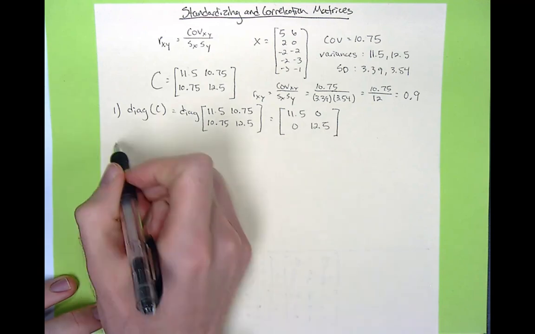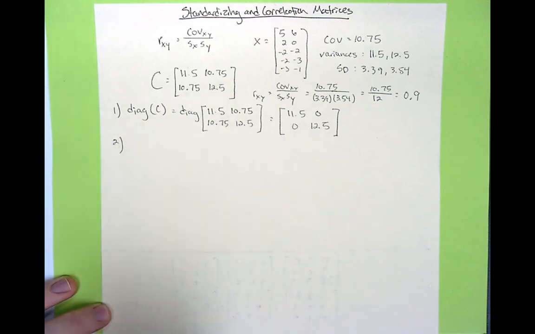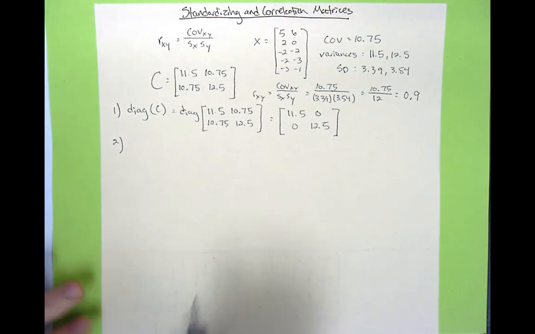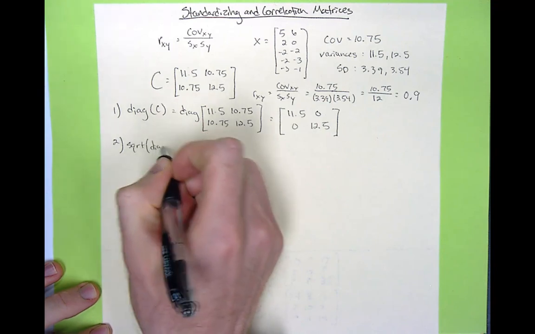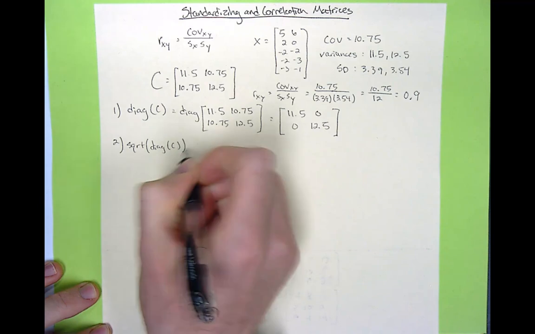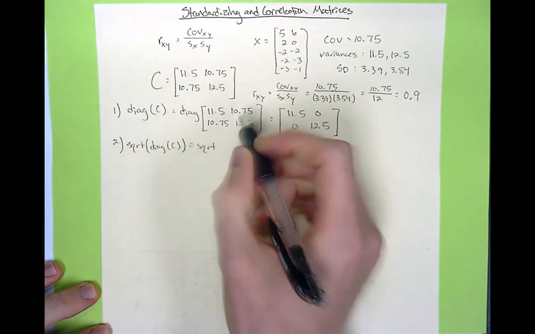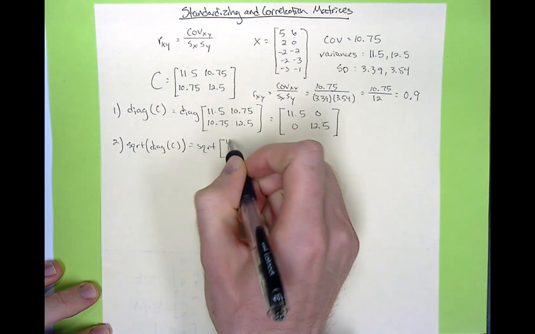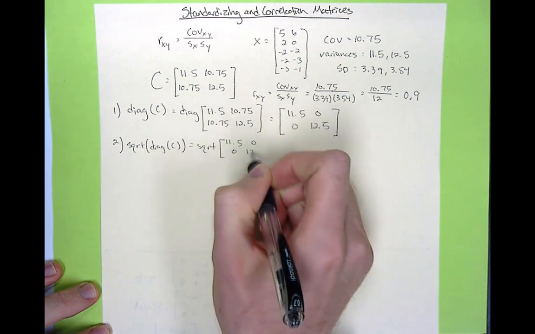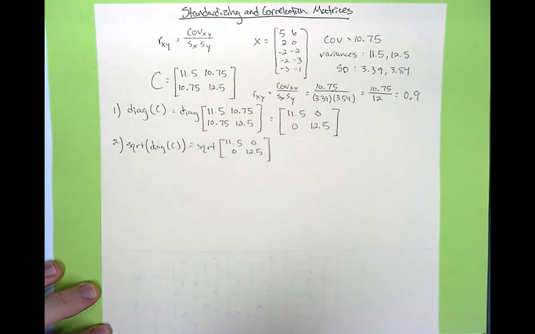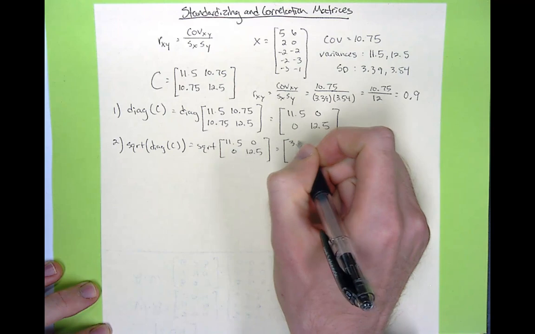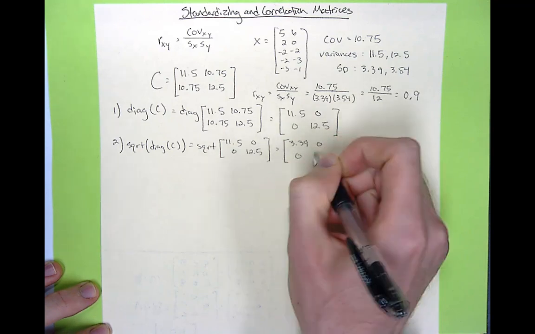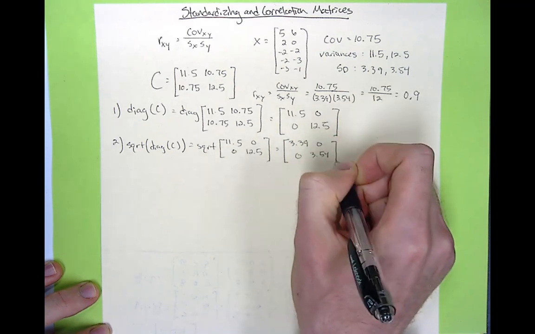The second step is to get the square root. Now for a diagonal matrix, simply take the square root of each element. So we're going to do the square root of the diagonal of the covariance matrix. And what we get is 3.39 and 3.54, which I showed up here.